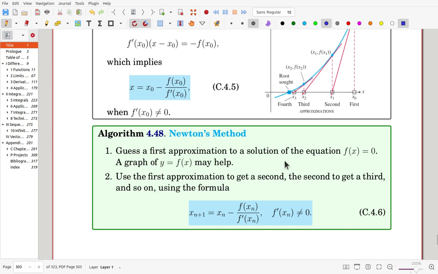And Newton's method works under the assumption that f prime is non-zero and x0 is a really good approximation of the desired solution. Then it converges quadratically. Its convergence is so fast and it's a very popular algorithm.